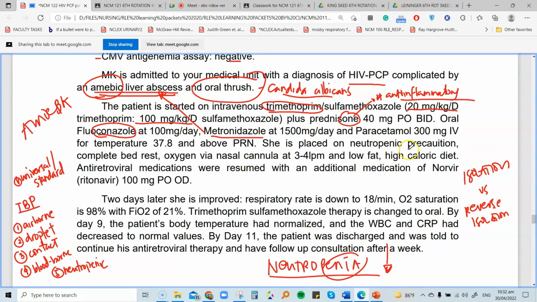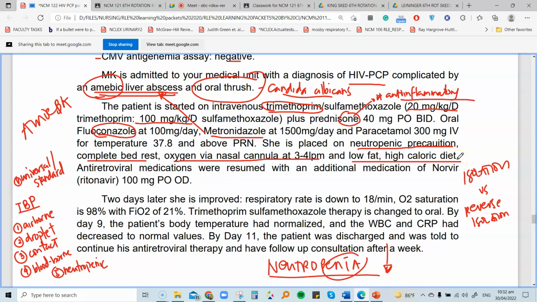Okay. Balik tayo. I emphasize your neutropenic precaution. Apart from yung client protecting himself, we will be talking about later on specifics on your neutropenic precaution. Right? Later na lang pag mag-discuss na tayo ng presentation natin. Okay, and after that, we have your complete bed rest, that's the order of the doctor, oxygen via nasal cannula, 3 to 4 liters per minute, low fat, high caloric diet.